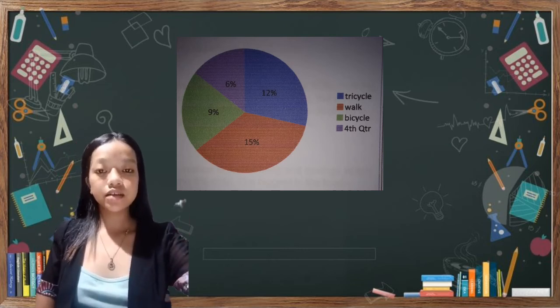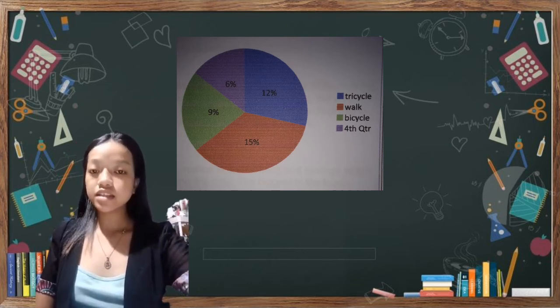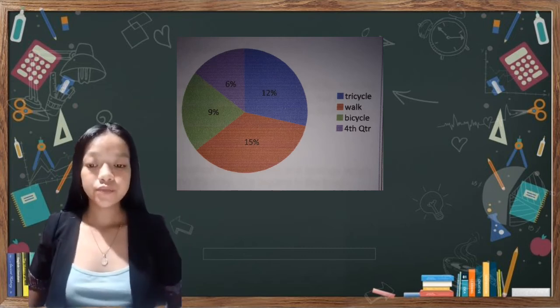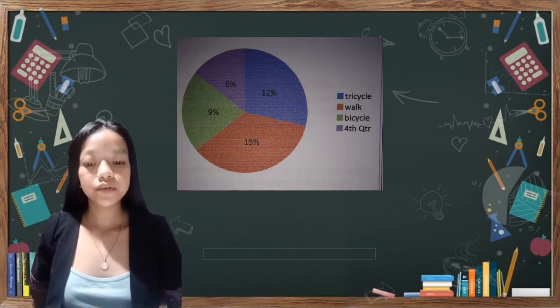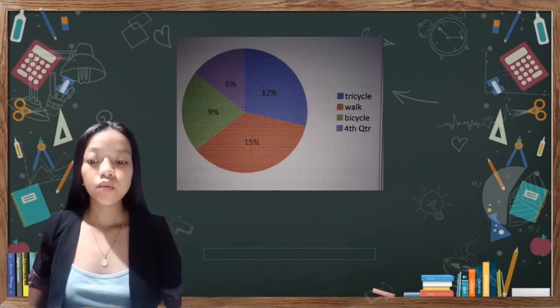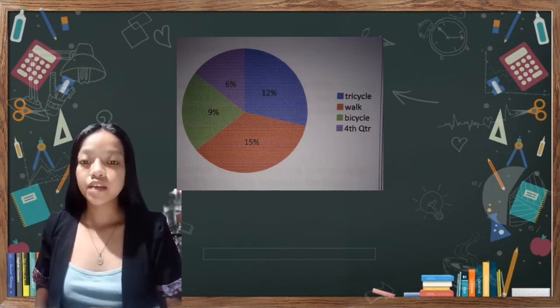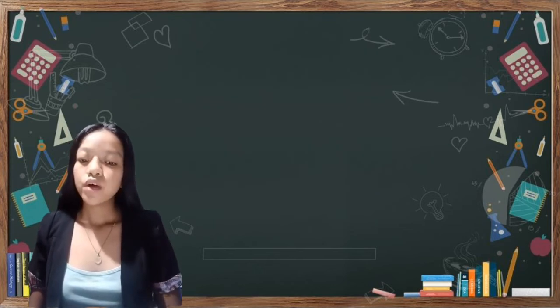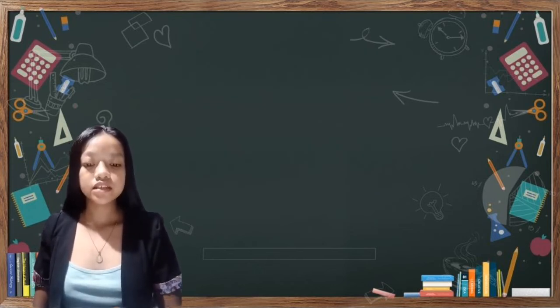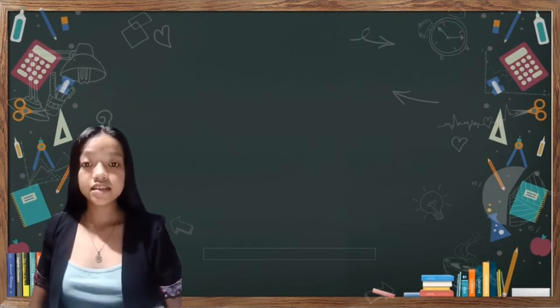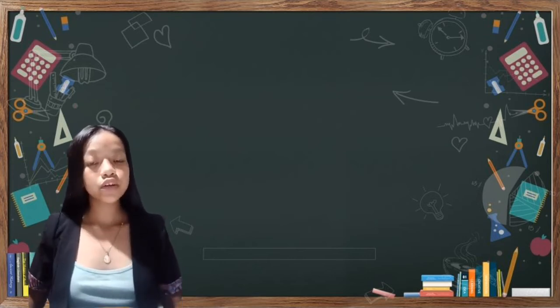what is the total number of pupils in grade 6 Makabansa? Okay, 42 pupils. What fraction of the pupils in grade 6 Makabansa walk to school? Okay, 15 over 42 times 100 equals 35.7%. What percentage of the pupils goes to school? Okay, very good, 6%. Who among you walk to school?